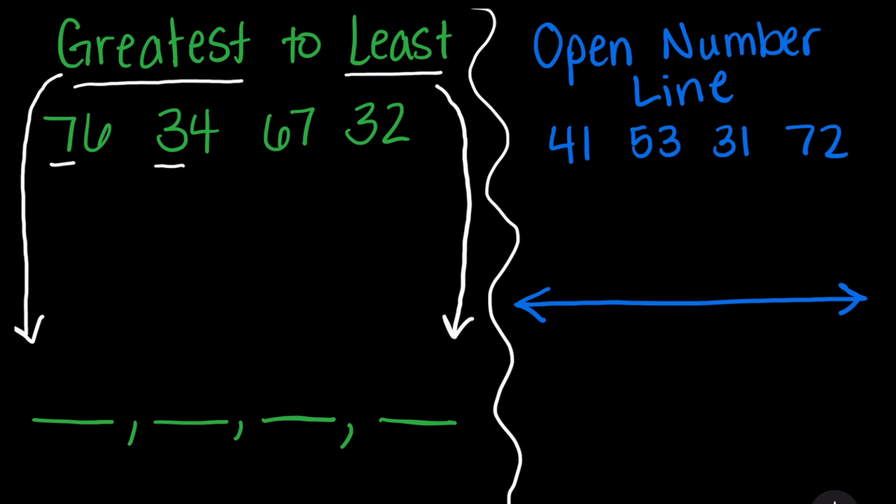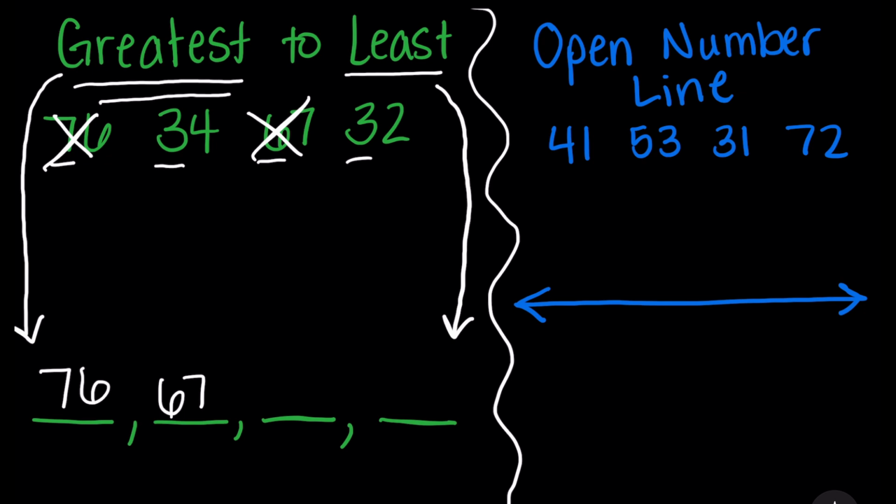So remember, when we compare numbers, we start in the largest place. So I have a 70, a 30, a 60, and another 30. Which one is the biggest, the greatest? 70 is the greatest. So 76 is the biggest number in this list. So we're going to write 76 on the first line. Make sure you're following along with me. All right. So what's the next biggest? 30, 60, or 30? It's 60, so we write 67.